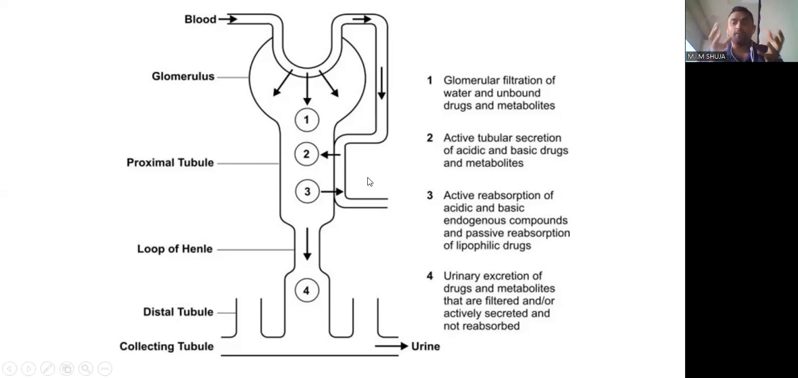So in which form do you want to keep the drug here? Conjugated with the acid as HA, or as polarized H plus and A minus? You want to keep the drug polarized, because then it is water soluble and cannot get reabsorbed through the cell membrane easily. So it will be excreted. So to make the weak acid become polarized, what are you going to do?